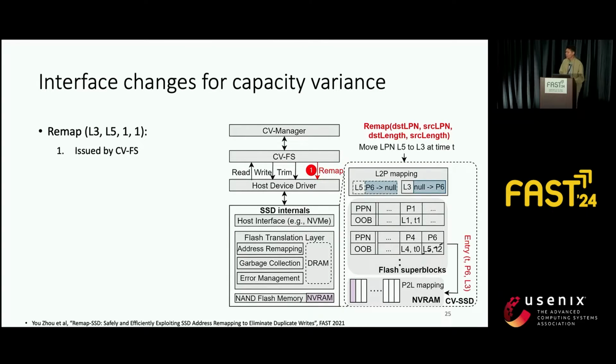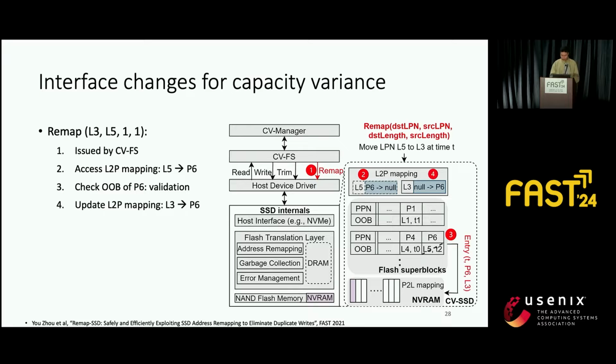For example, when the capacity variant file system wants to remap the LPN5 data to the LPN3, the corresponding remap command will be issued. Upon receiving the remap command, the device will check the mapping table and find the data is stored in the physical page 6. It will then check the out-of-band area of the physical page 6 to validate its state. The mapping entry of the logical page 3 will be updated to the physical page 6. And lastly, the mapping entry of the physical page 6 will also be updated.